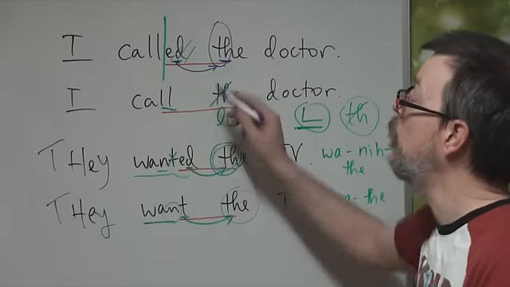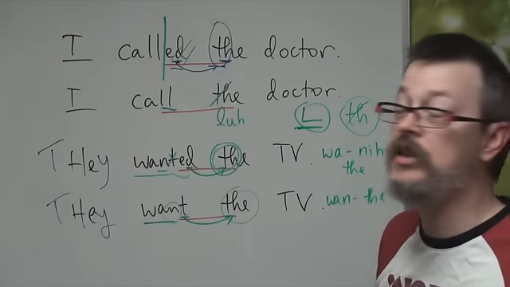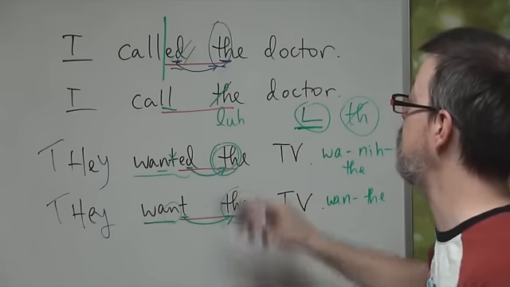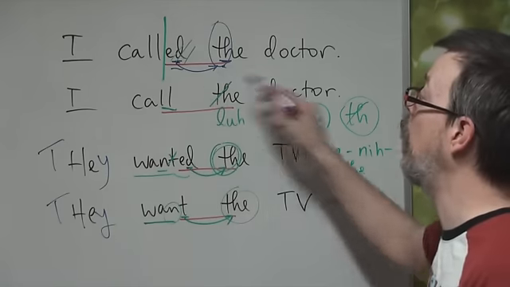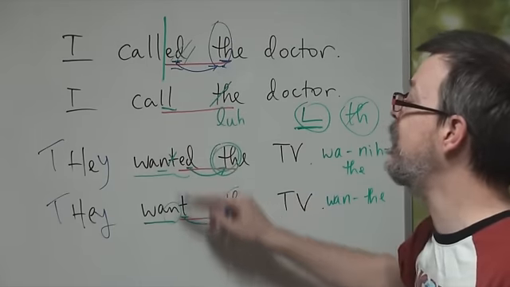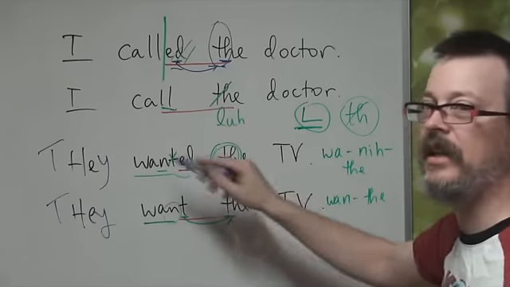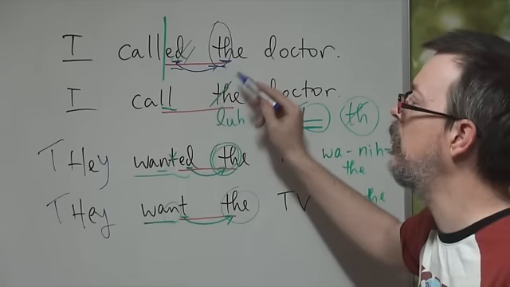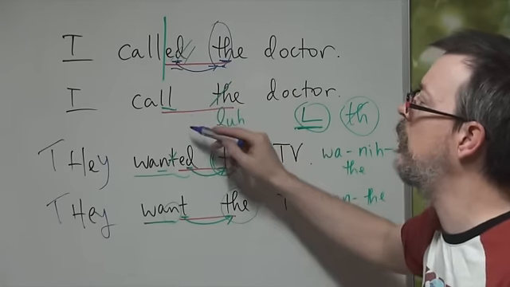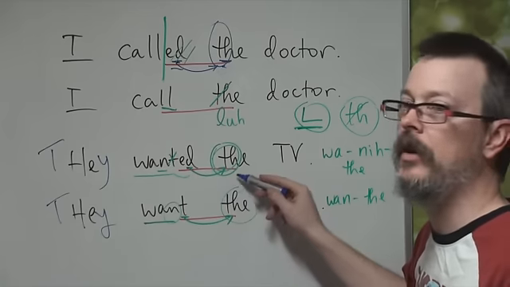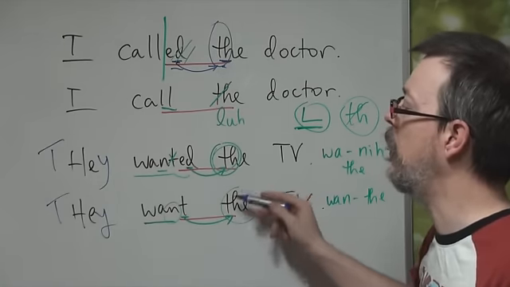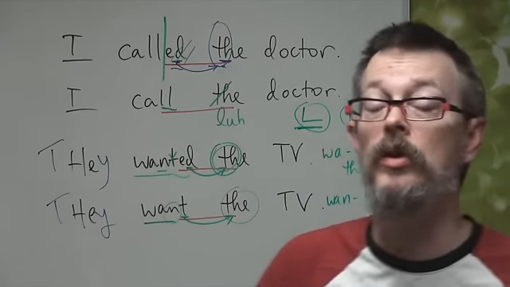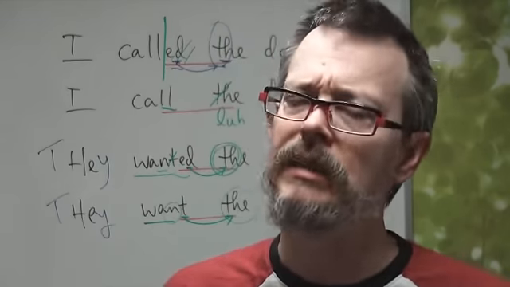So, when there's a D followed by a TH, almost always we connect into the TH and just keep that. Wanted the, called the. When there's no D, we still can come together, but it's going to sound different. Called the, calla. Wanted the, want the. These are two great examples, and the rules are a little bit different, so it gets confusing.